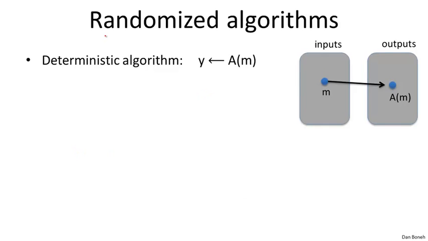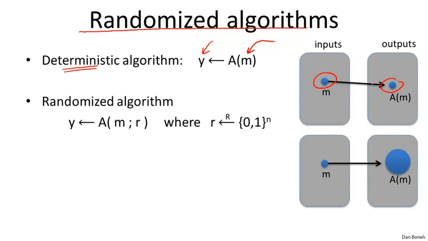The last concept I want to define in this segment is what's called a randomized algorithm. I'm sure you're all familiar with deterministic algorithms. These are algorithms that take particular input data as input, and they always produce the same output, say y. So if we run the algorithm 100 times on the same input, we'll always get the same output. You can think of a deterministic algorithm as a function that, given particular input data m, will always produce exactly the same output, A(m).